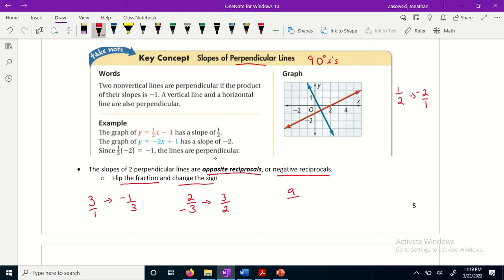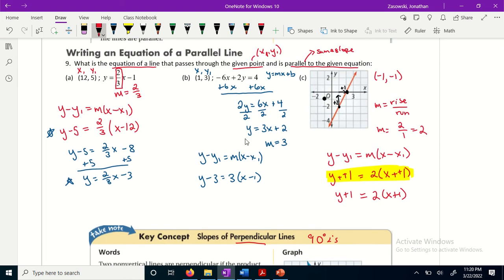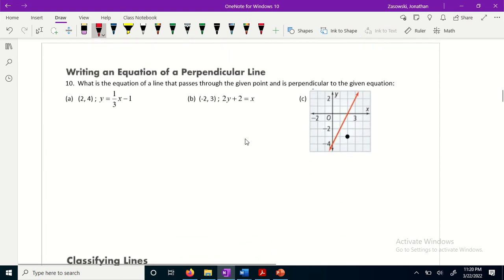And the last one is, let's just say we have a over b. What's the opposite or negative reciprocal of that? Good. Hopefully you guys wrote down negative b over a. All right, that's it. So same thing. If I look at my graph and it has a slope of 1/2, then I know that the perpendicular bisector has to have a slope of -2. Flip it over, change the sign, -2 over 1. All right, and then we can write down what our equation is, just like we did for the parallel lines. So let's go to the first one.